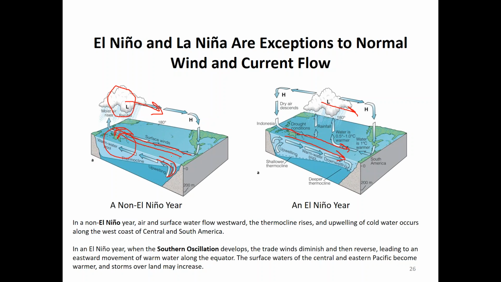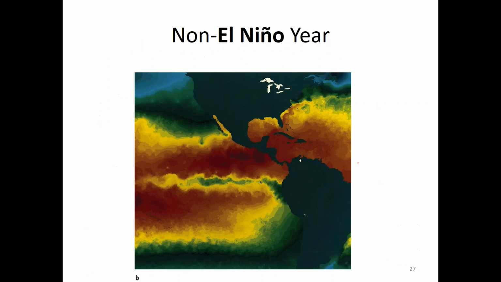Okay? But in a non-El Nino, sorry, that's a non-El Nino. In an El Nino, now that this water is moving this way, you have water flowing toward the South American coast, which causes a downwelling. So it shuts off the upwelling, and so the biological productivity tanks in El Nino. And so here is a typical non-El Nino.